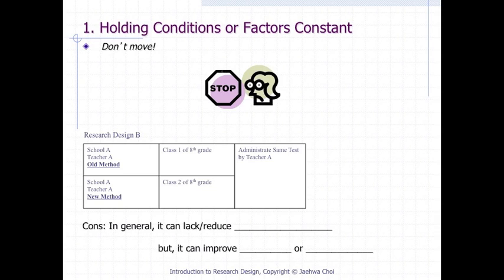However, is there any downside of doing so? Yes. As we can easily understand through this example, the holding conditions constant option can reduce external validity of research. In other words, there is no guarantee of the new teaching method's efficacy for other schools, other teachers, or other tests.